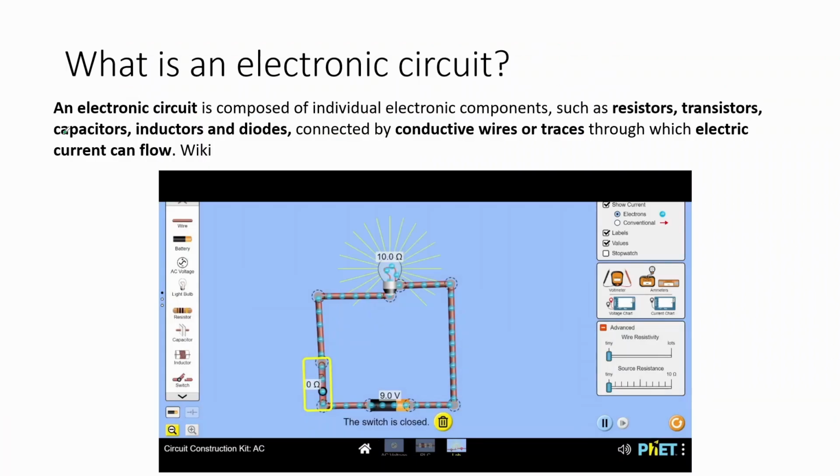What is an electronic circuit? Wikipedia defines an electronic circuit as composed of individual electronic components, such as resistors, transistors, capacitors, inductors, and diodes, connected by conductive wires or traces through which electric current can flow.